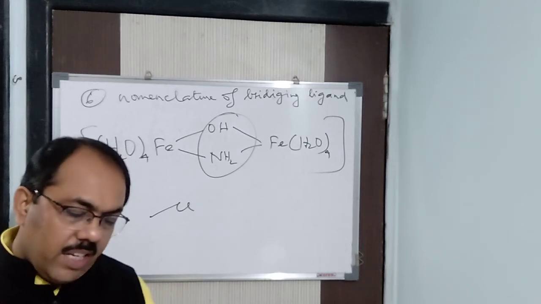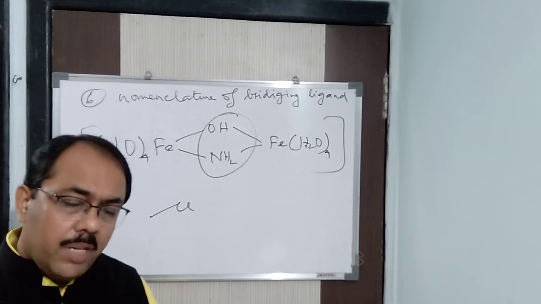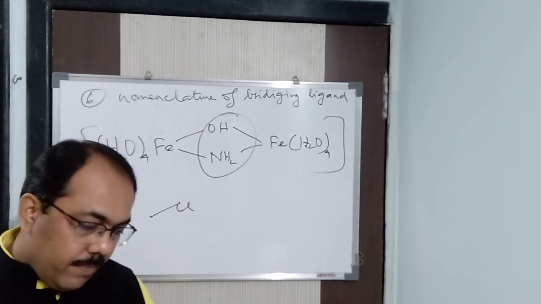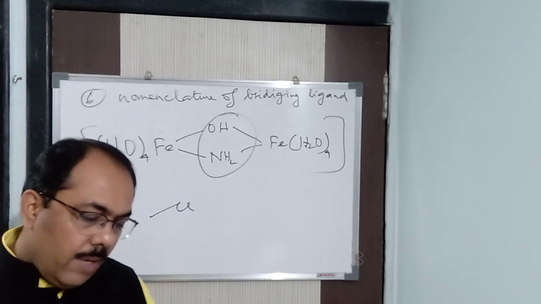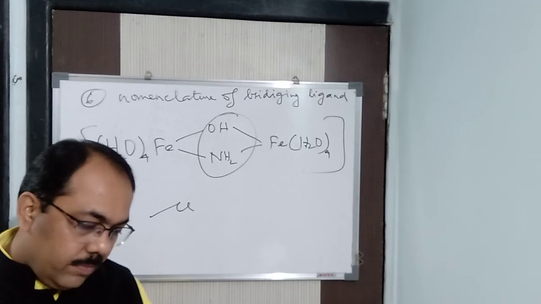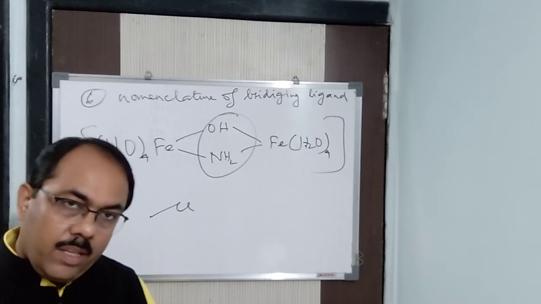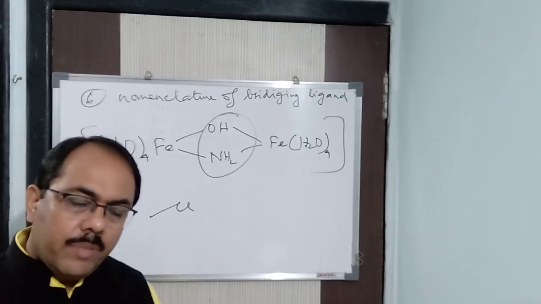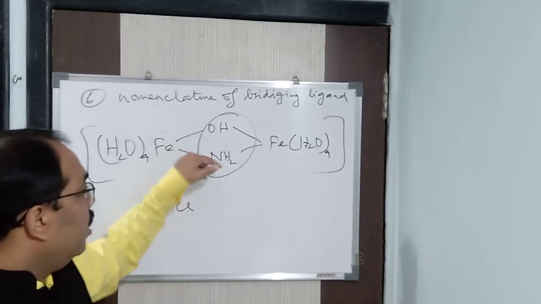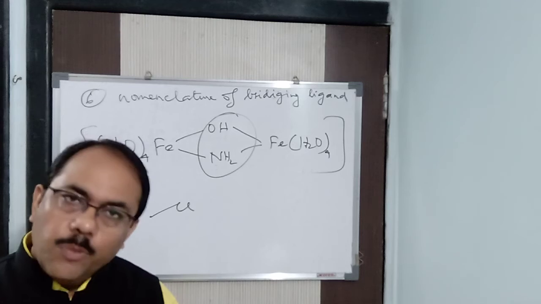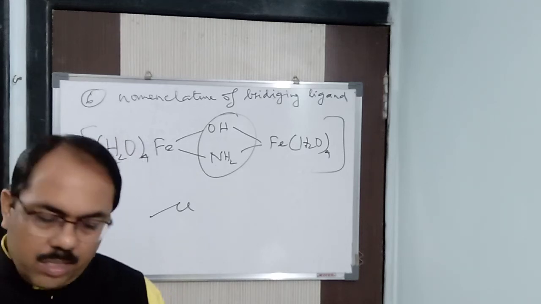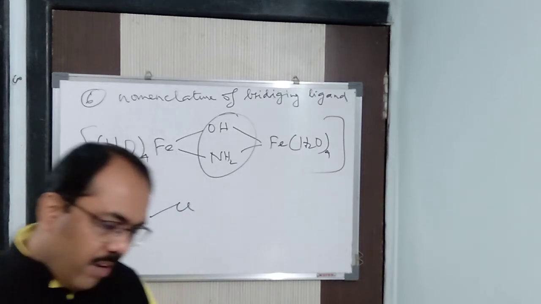With the name of the other ligands present in the complex. Bridging ligands are also written in alphabetical order with the name of the other ligands present in the complex. Here also, if a bridging ligand occurs twice, suppose OH is there, so I will be using what? Di. Numerical prefix, that I have to use. No need to say. Alright? Clear?